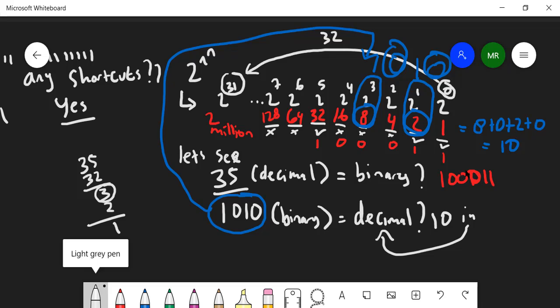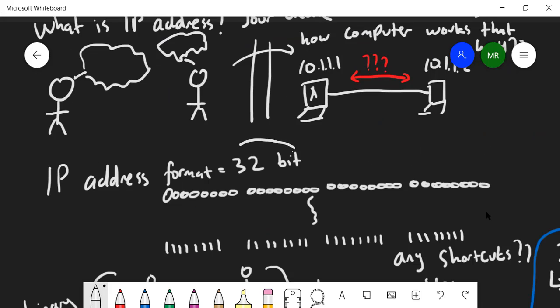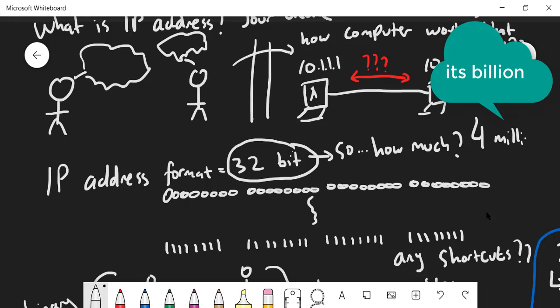Easy, right? So the real question is 32-bit. That means all 32 digits filled with number 1. How much is that in decimal format? It means 4 billion addresses.